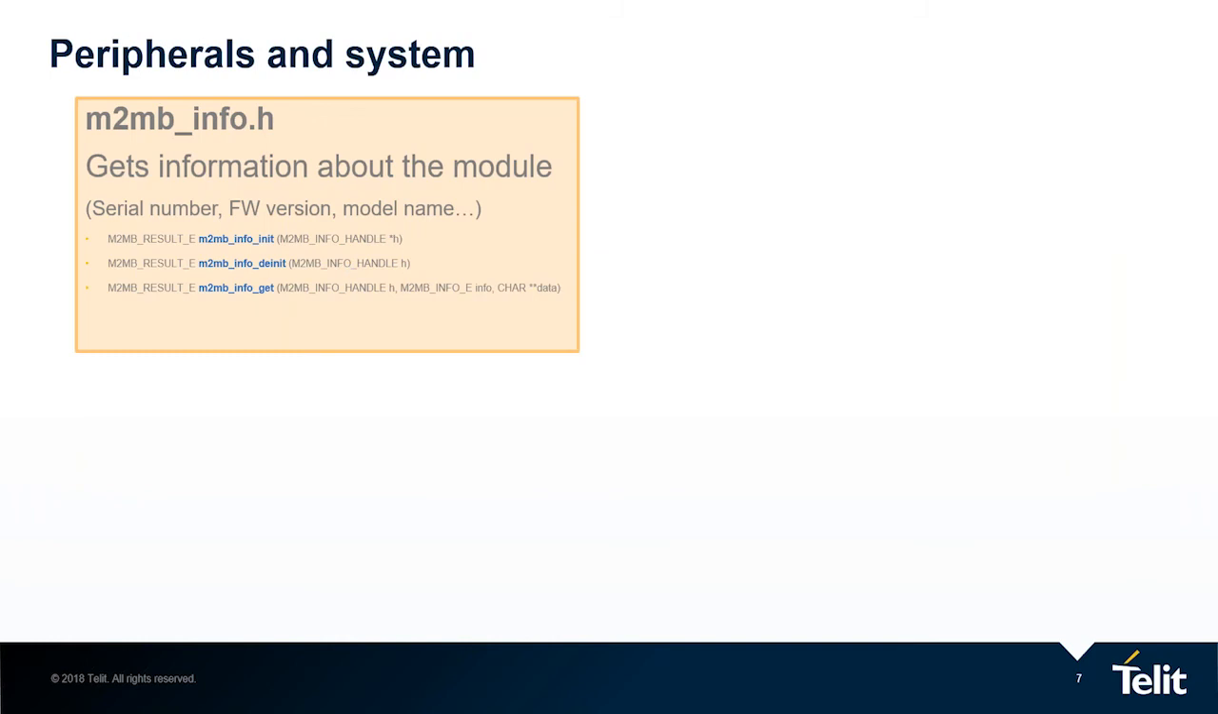About peripherals and system, we have several API groups to interface with the module. For example, you can get information with this M2MB info header file. So get information about the module itself, such as the serial number, the firmware version running on the module, the module name, and so on.